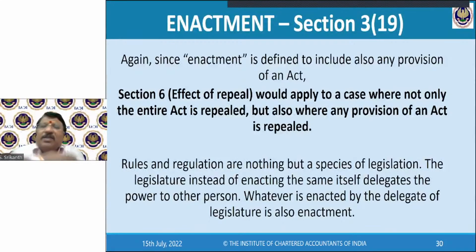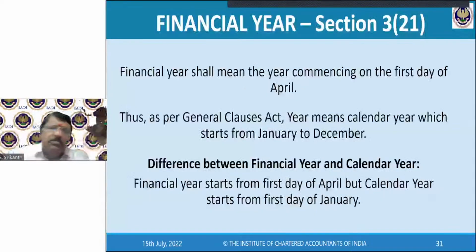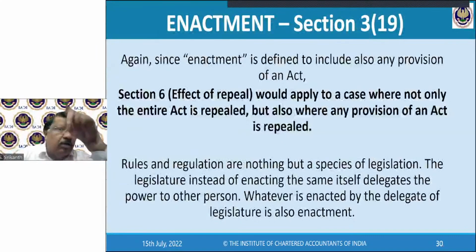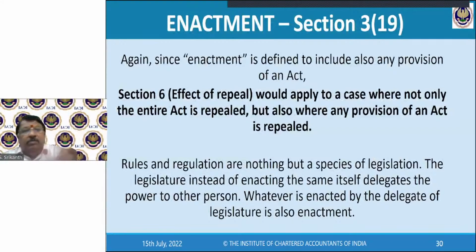So, any rule or regulation made under an act of Parliament is a species of legislation. The legislature, instead of enacting, delegates the power to another person. That is the central government. Whatever is enacted by the delegate, that is also enactment. So the rules and regulations are part and parcel of the enactment. But be careful. There are circulars and clarifications and all. They are not enactment.